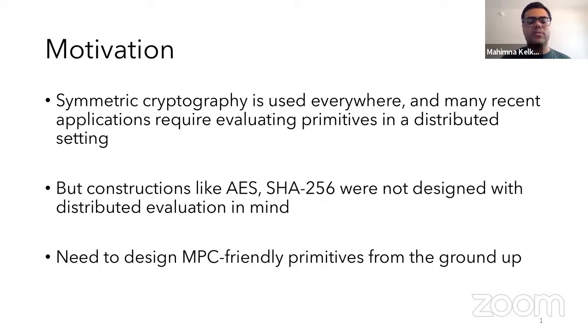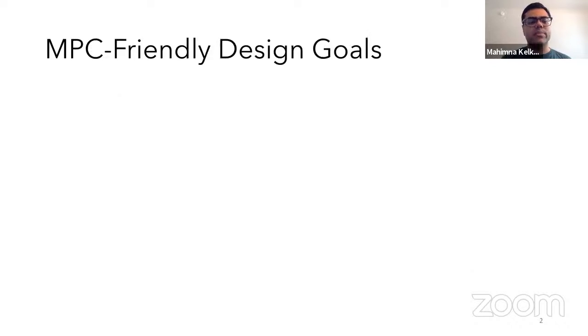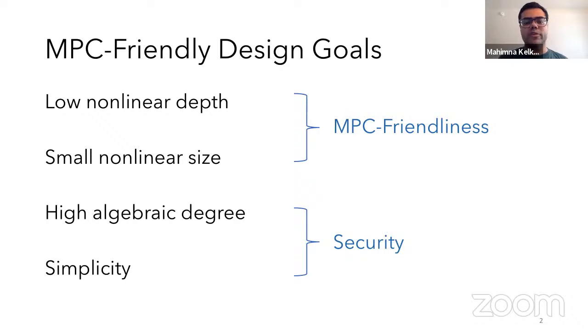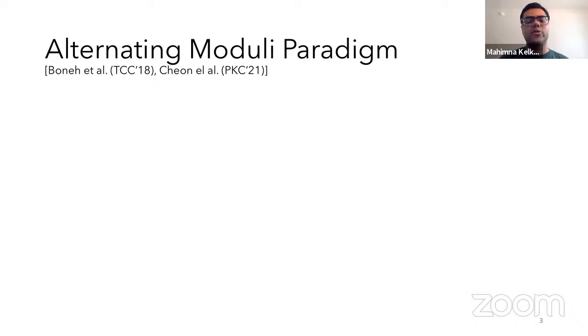And our work continues the exploration of this area. So we designed MPC-friendly primitives with the following goals in mind. First, we want the constructions to have as little nonlinearity as possible, since typically nonlinear functions are the evaluation bottleneck. So we'll have low nonlinear depth and small nonlinear size as the design goals. And second, for security, having a high algebraic degree is beneficial to resist learning attacks. And we'll also focus on simple designs since they're easier to reason about and cryptanalyze, and also less prone to implementation errors.